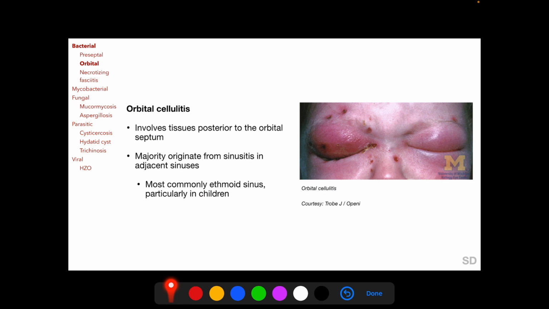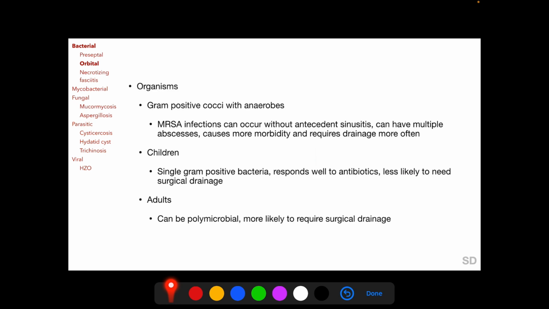in children. And in contrast to preseptal cellulitis, which is almost always due to gram-positive cocci, organisms causing orbital cellulitis may be anaerobes as well as gram-positive cocci. And it is known that orbital cellulitis due to methicillin-resistant Staphylococcus aureus can occur without an antecedent sinusitis, can have multiple abscesses, have more tendency to involve adjacent tissues causing more morbidity, and requires drainage more often.